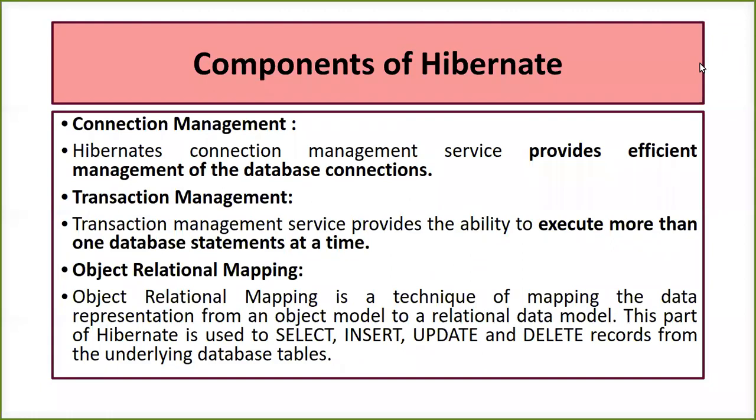The third component is your object relational mapping, that is your ORM tool. ORM, you can say, is the mapper, which is going to help me map the data from an object model to the relational model. Hibernate is used to have statements like the select statement, insert statement, delete statement, and update statement. You can use all these statements to update your records and to insert a new record into the database table. So this is your third component which is going to help you do this. That is, the first one is your connection management component, the second one is your transaction management component, and the third one is your object relational mapping component.